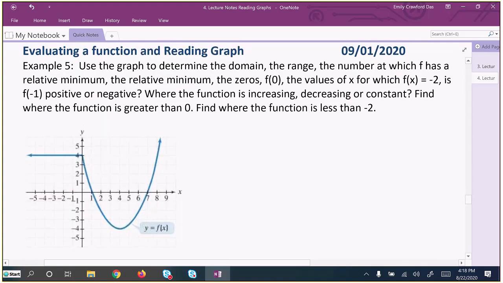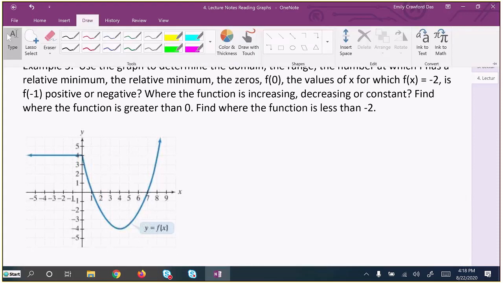So in this question, we have a graph, and we're asked to use the graph to determine the domain, the range, the number at which the minimum occurs, the value of the minimum, the zeros, the f of 0, the values for which f of x is -2, etc. So let's go one by one. This is going to be one example to combine a lot of what we've learned so far.